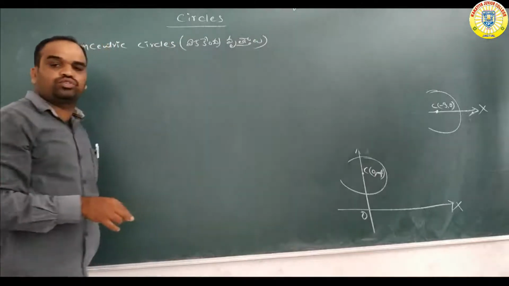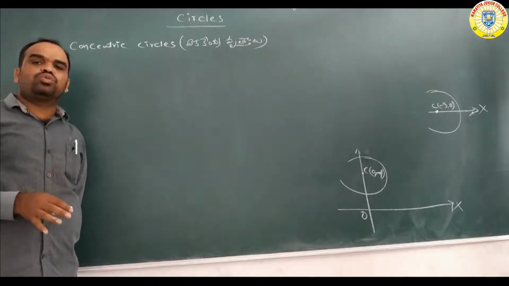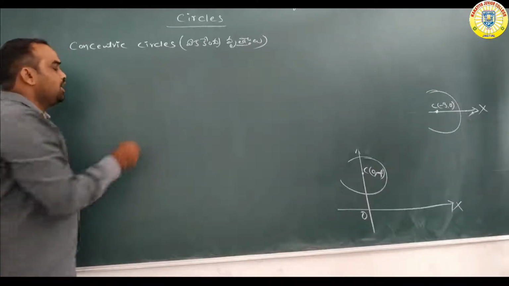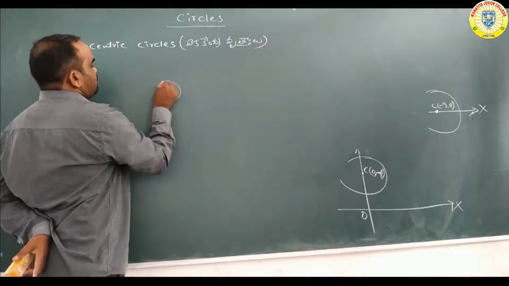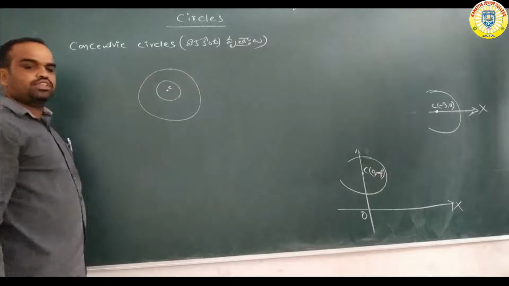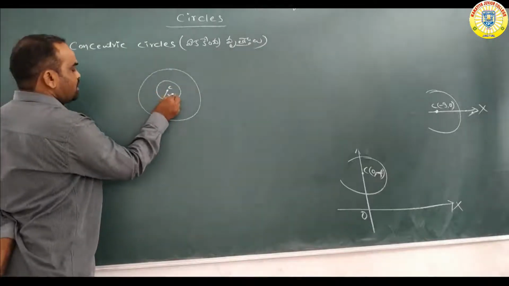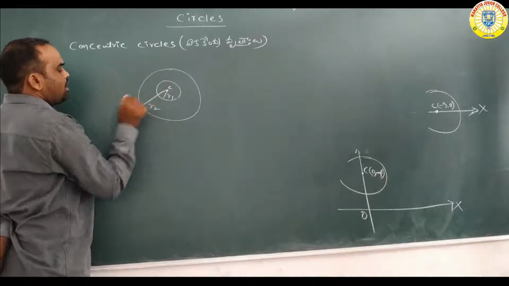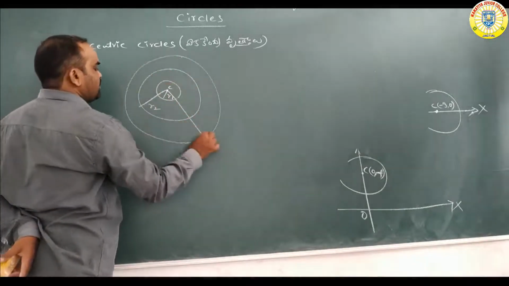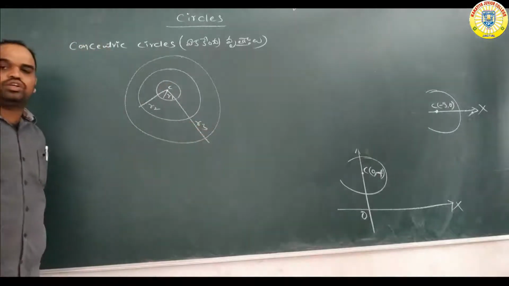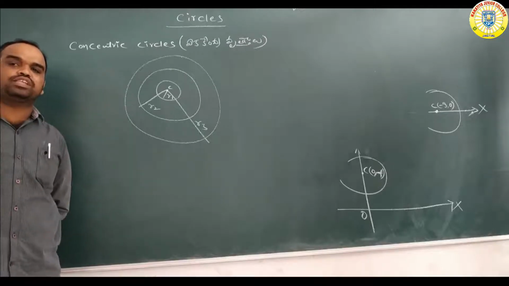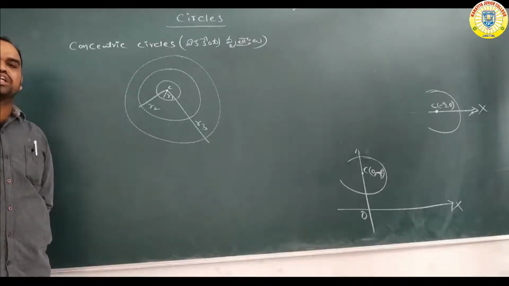Concentric circles. Two or more circles having the same center with different radii, like this one. This is the center of the first circle. Here also, this is the center of the second circle. Here the radius is R1, and here the radius is R2. Next, here we are taking another circle. This center is also the same, C1. This radius is R3. Two or more circles having the same center with different radii are called concentric circles.